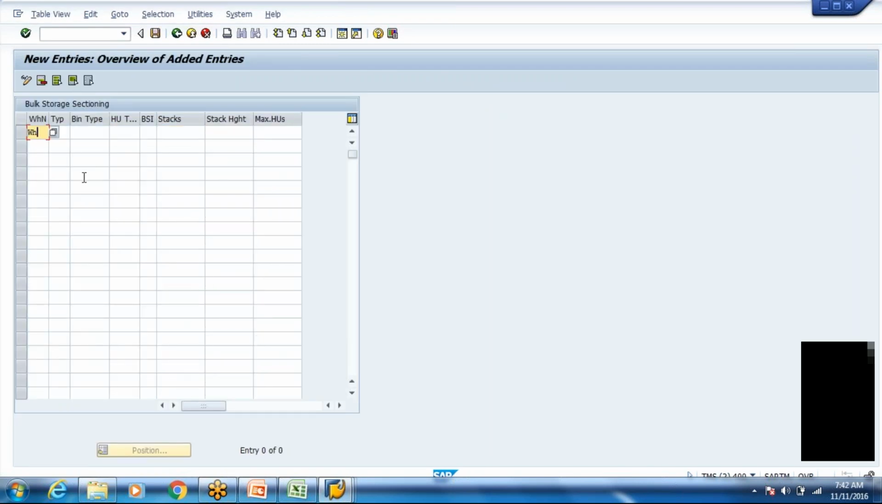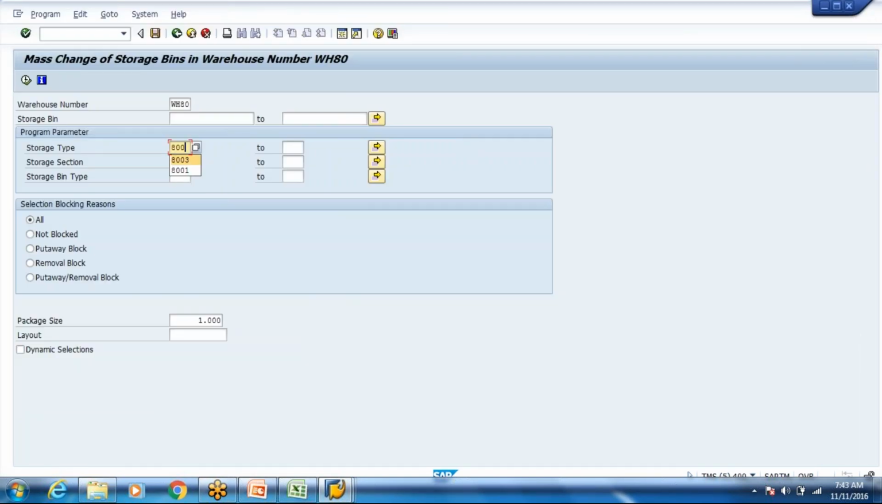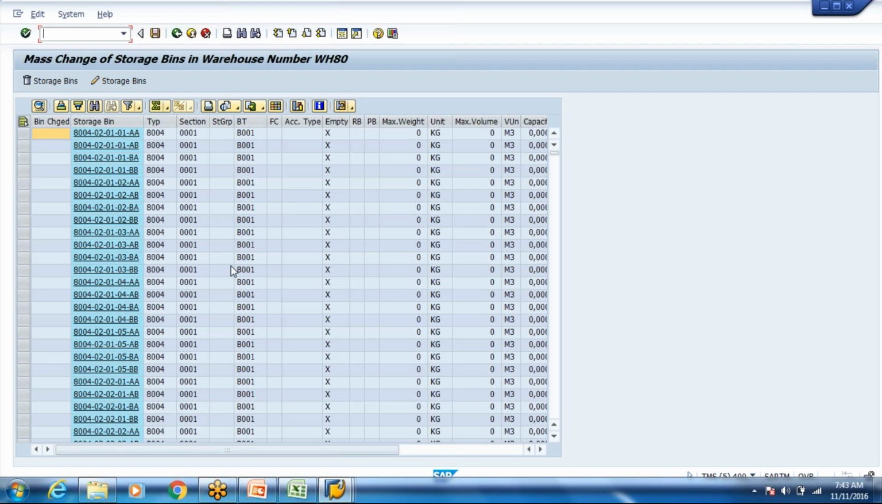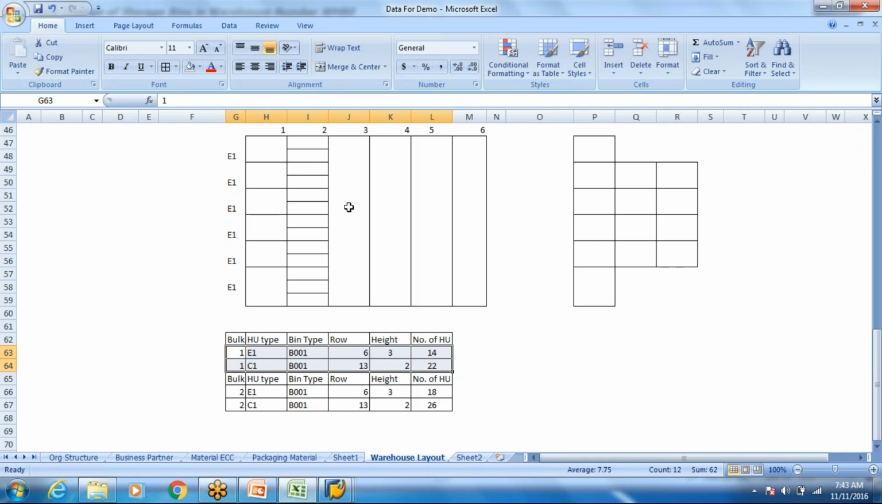Warehouse, bin storage type 8005. HU type, the bin type is B001. I hope we have bins of type B001 in 8004. These are all B001, so these are all one type of bins. If we have some more dimensions, like bigger wide bins, we can get B002 and so on.